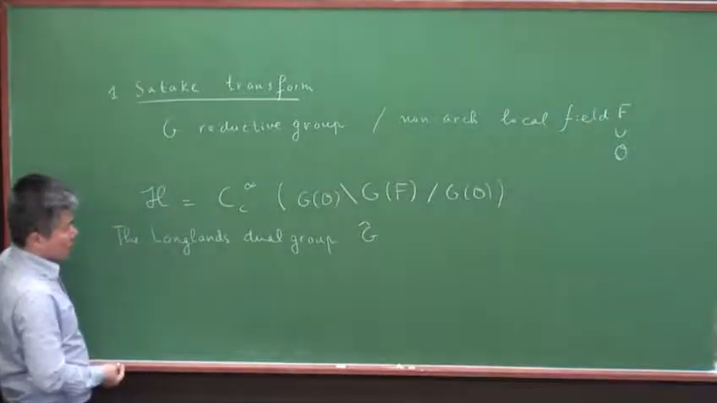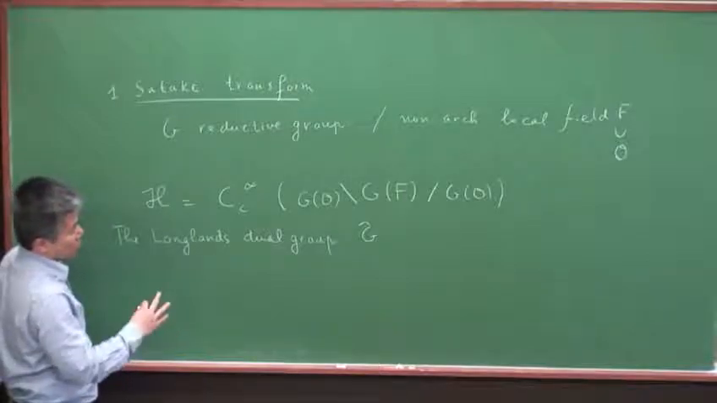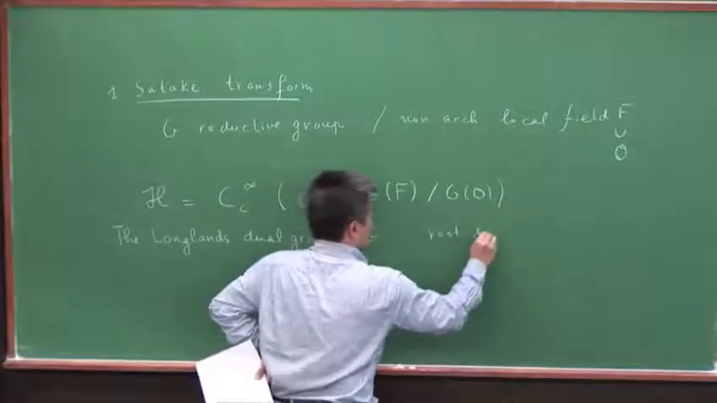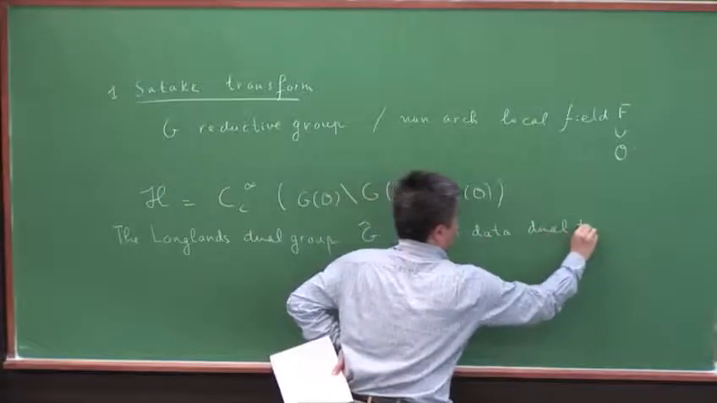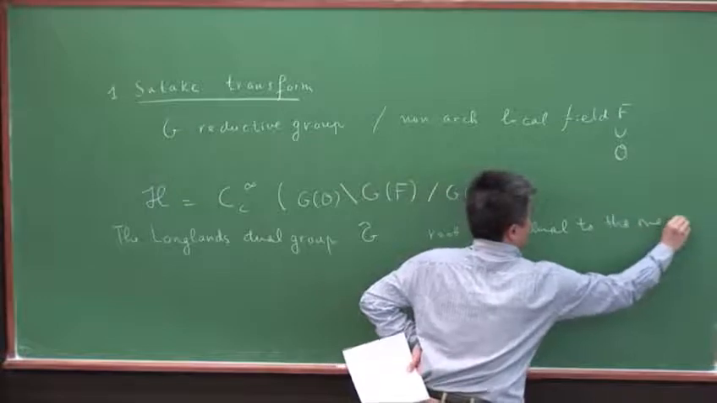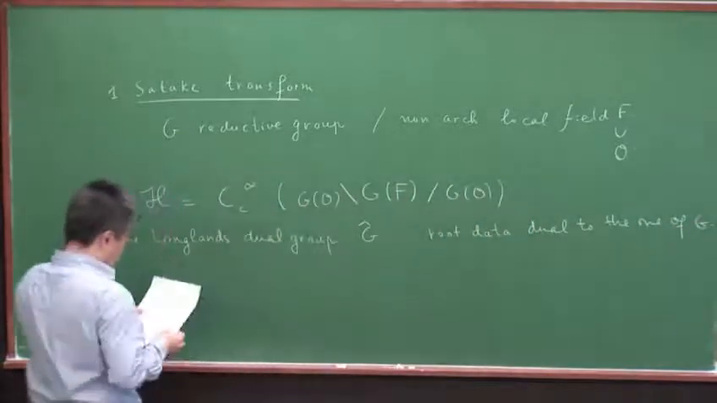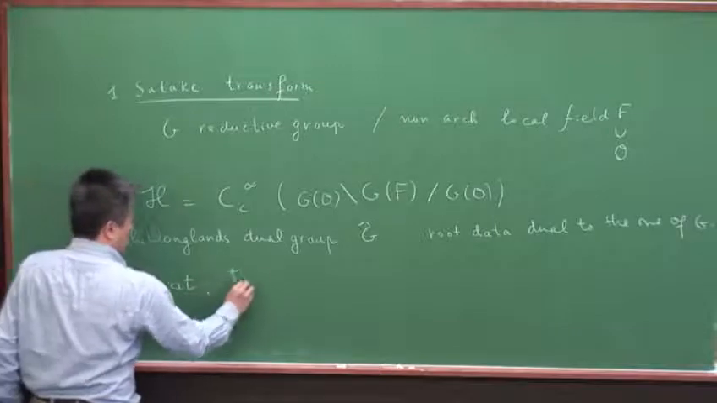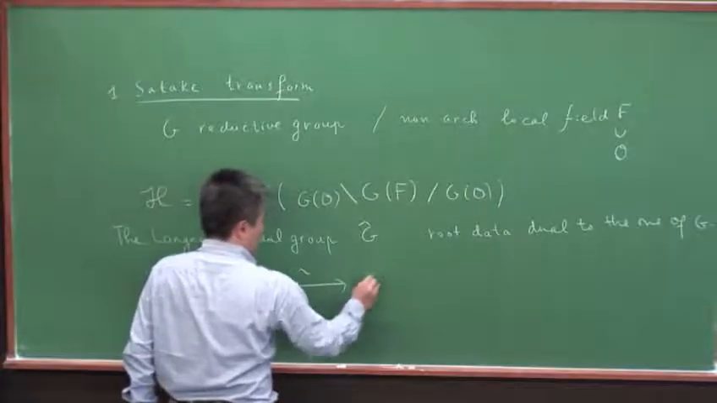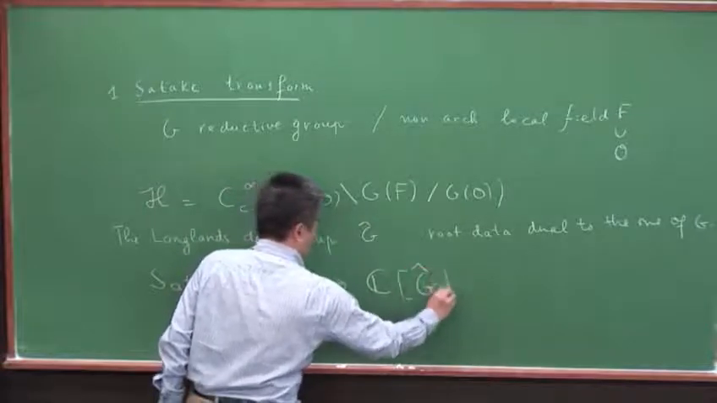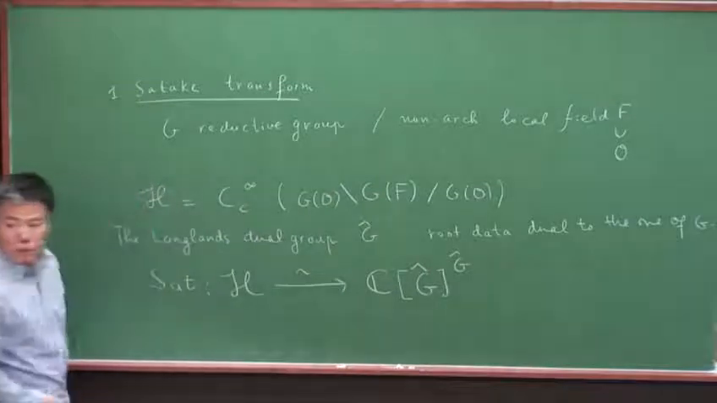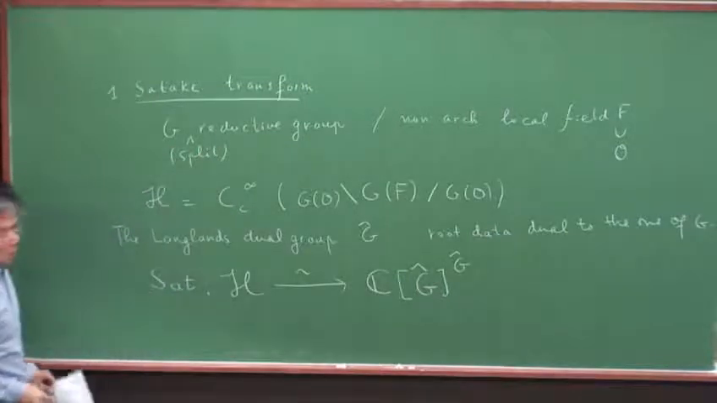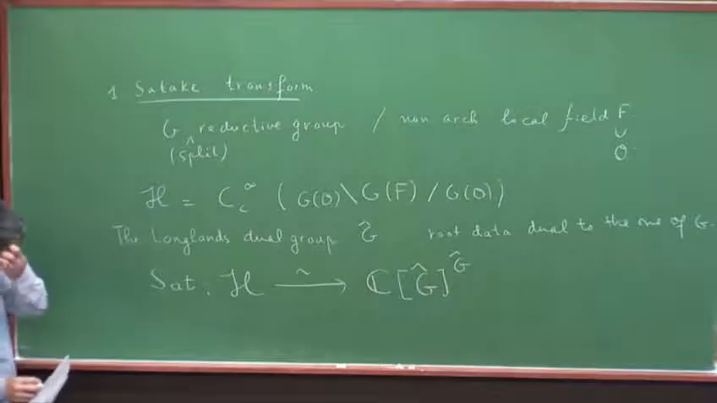This is a complex reductive group that was constructed combinatorially by deciding that the roots of G hat. And its main property is that there is an isomorphism of algebras. G is a split reductive group. Yes. The functions on G hat that are invariant under the adjoint action of G hat.